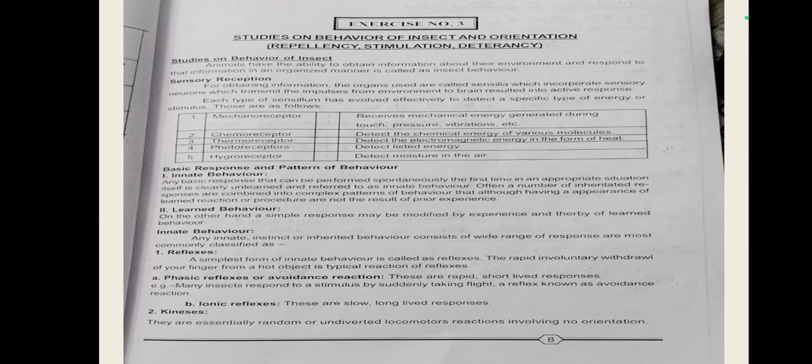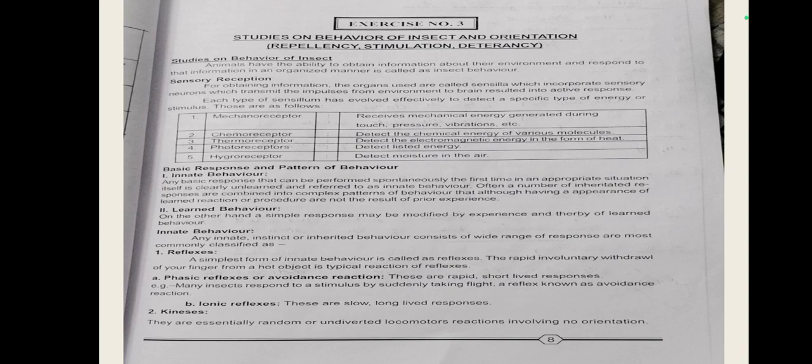Exercise number 3: studies on behavior of insects and orientation, repellency, stimulation, deterrency. Studies on behavior of insects. The ability of animals to obtain information about their environment and respond to that information in an organized manner is called insect behavior.